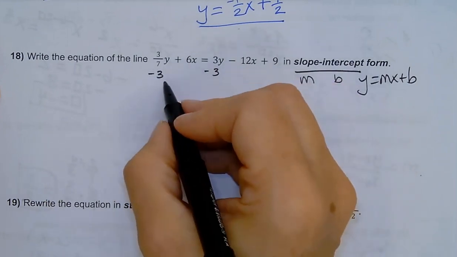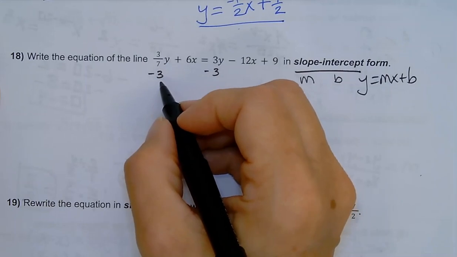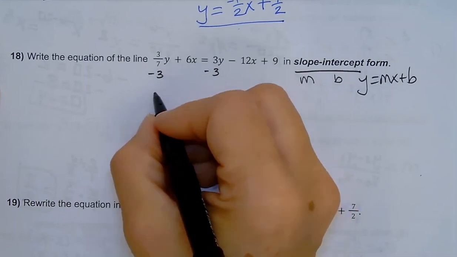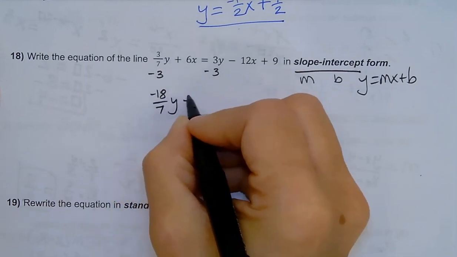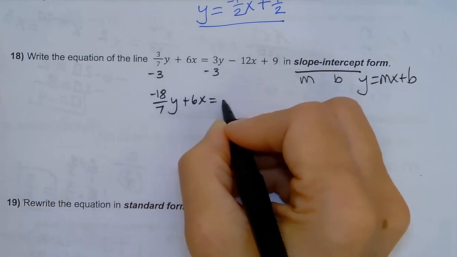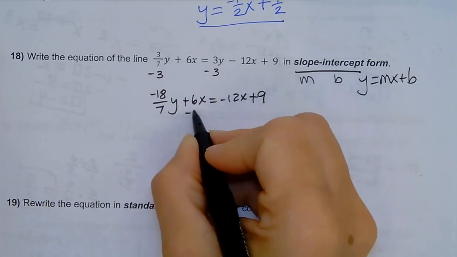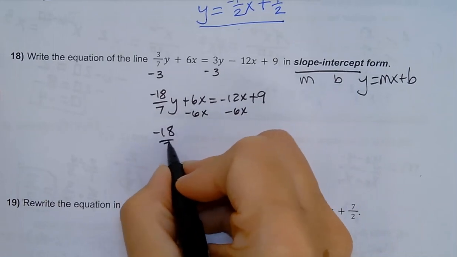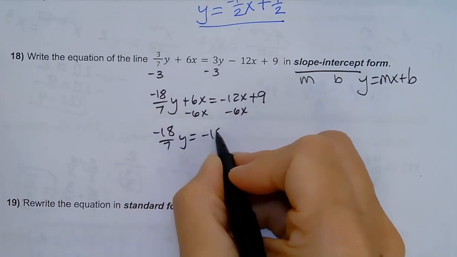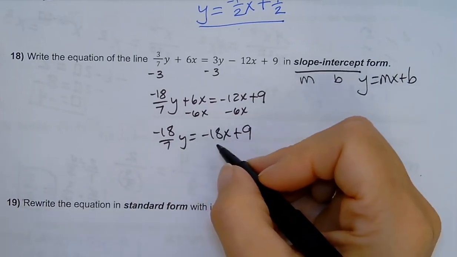Okay, and so 3/7 minus 3, that's 3/7 minus 21/7, right? So that's going to be negative 18/7 y plus 6x equals negative 12x plus 9. I'm going to subtract 6x from each side. So I have negative 18/7 y equals negative 18x plus 9. So now I need to get y by itself.